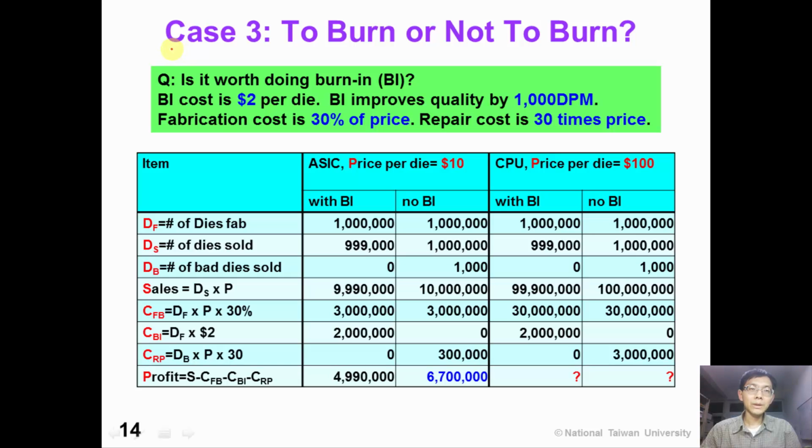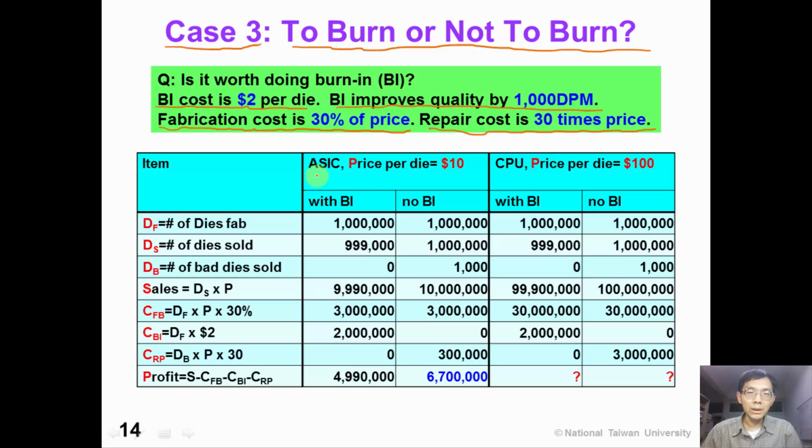Now it's time for you to take a quiz. We want to determine whether we should burn the IC or not. Suppose that the burning cost is $2 per die, and the burning can significantly improve the quality by 1000 dpm. Suppose that the fabrication cost is 30% of the price and the repair cost is 30 times the price.